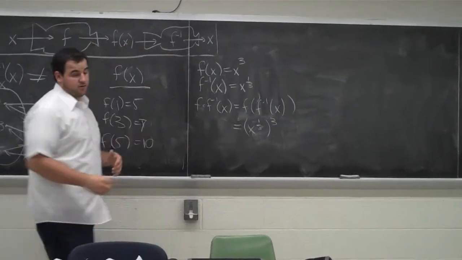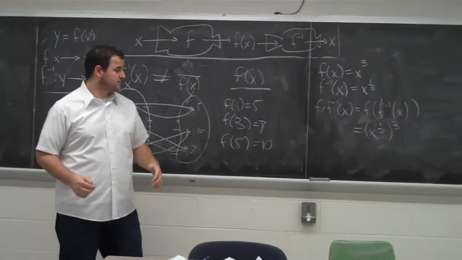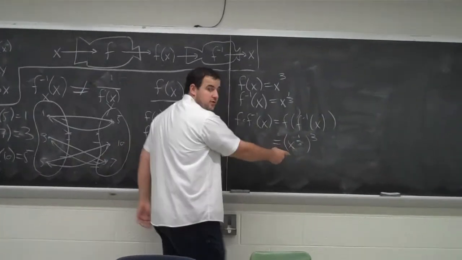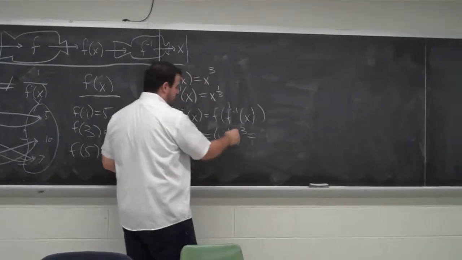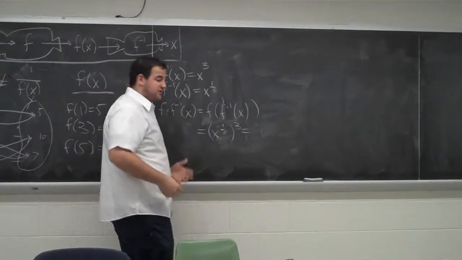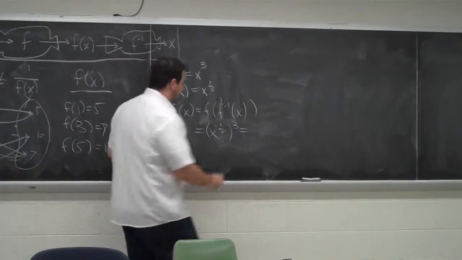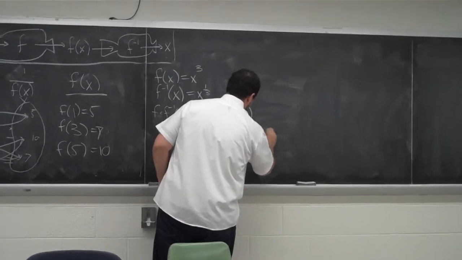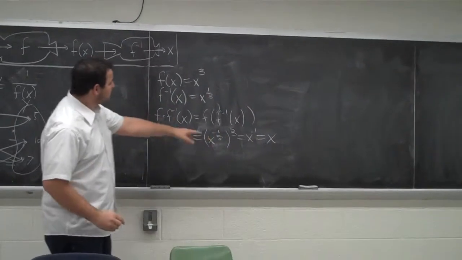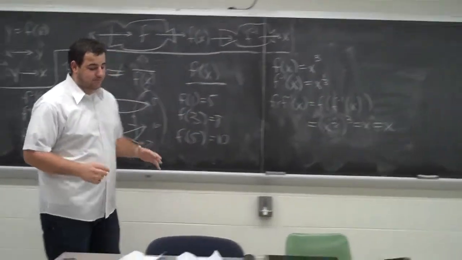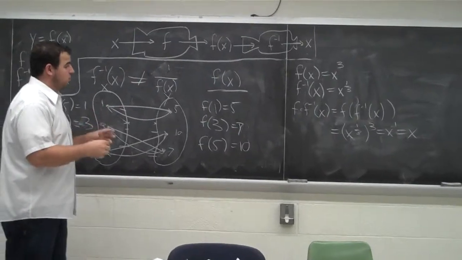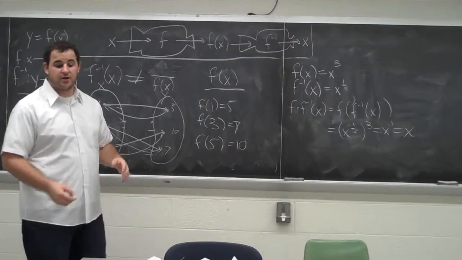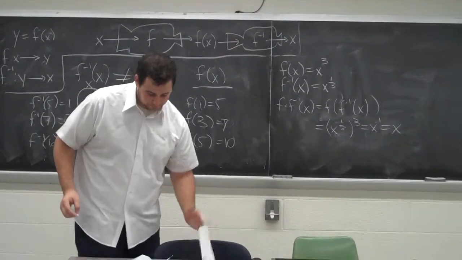And if you remember your power rules for exponents, if you raise a power to a power, then what you end up getting is the two powers multiplied. And 3 times 1/3 is 1. And so we see that we get x back. And so that's one of the really important things about inverses: if you compose a function with its inverse, you get x right back.